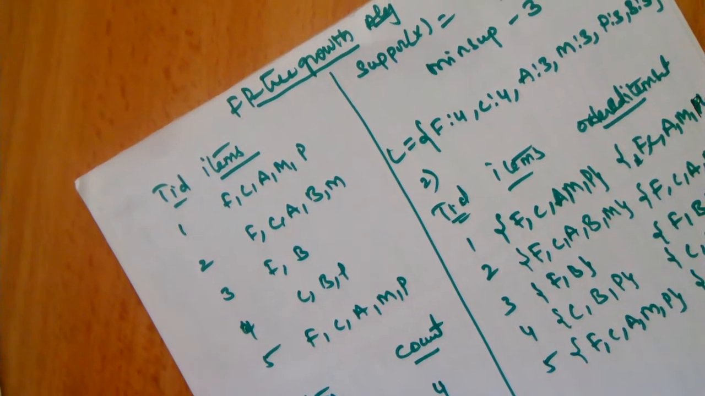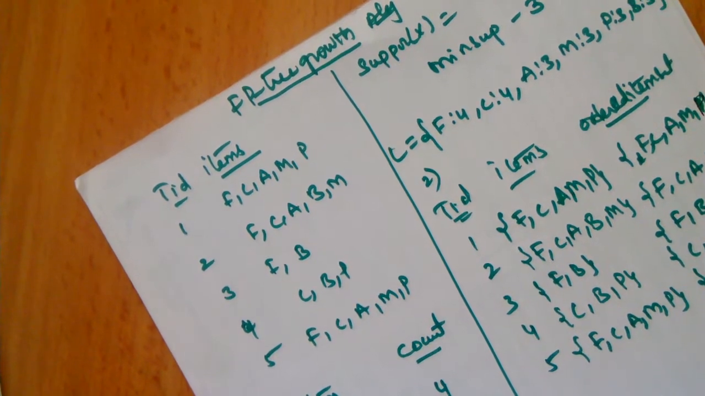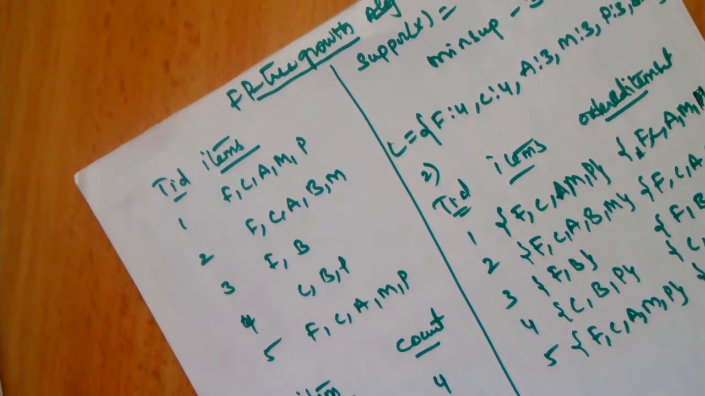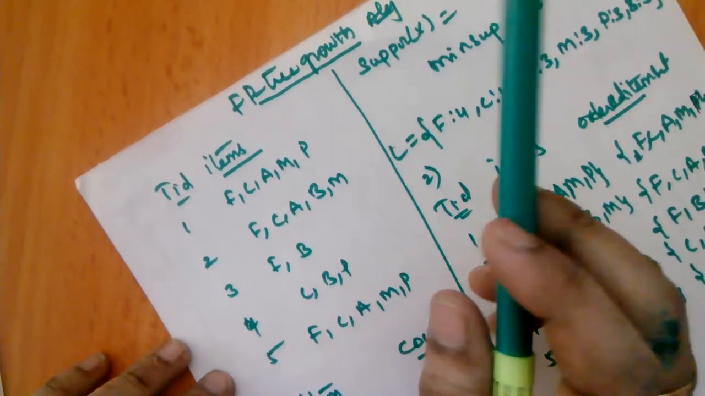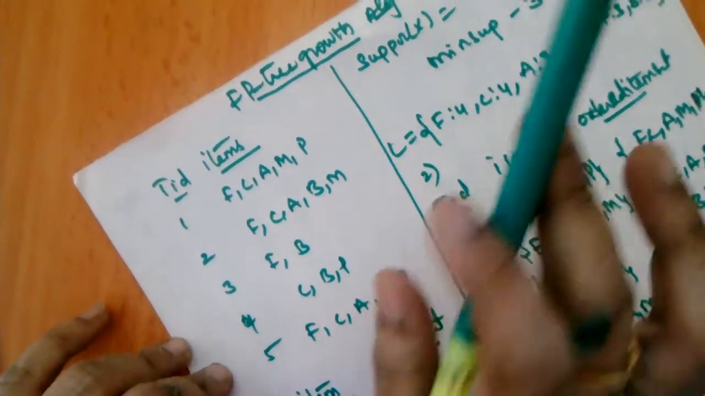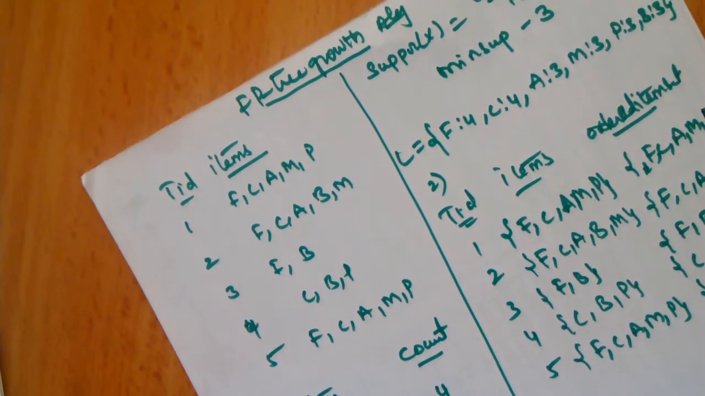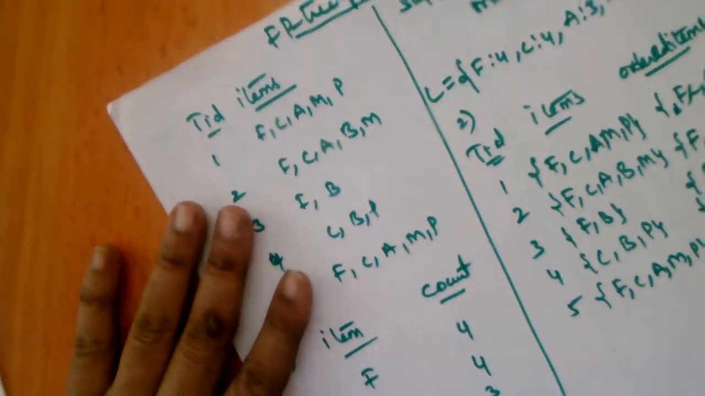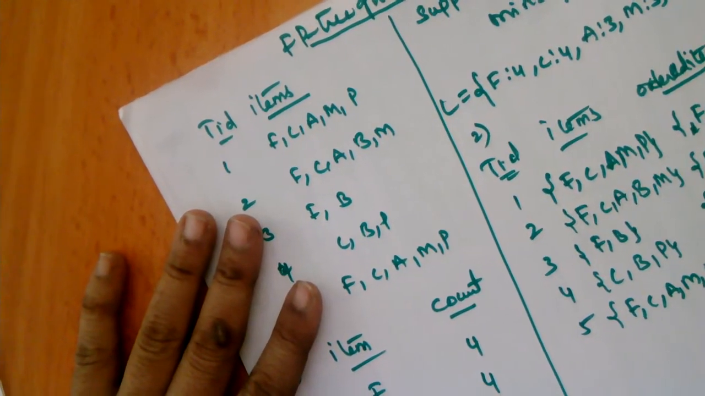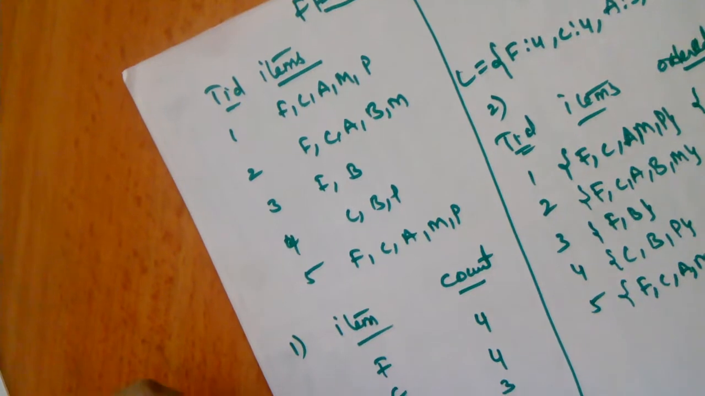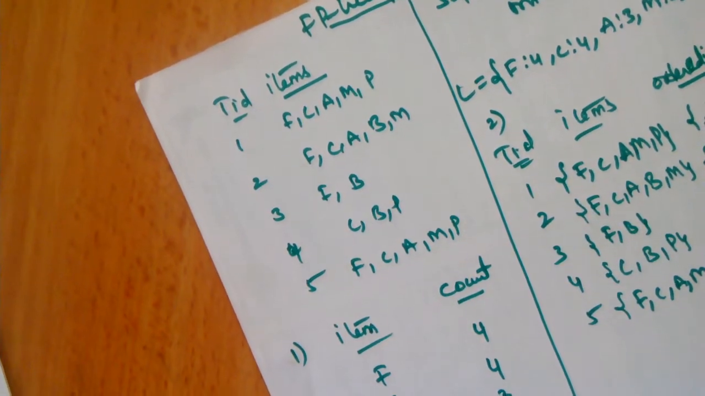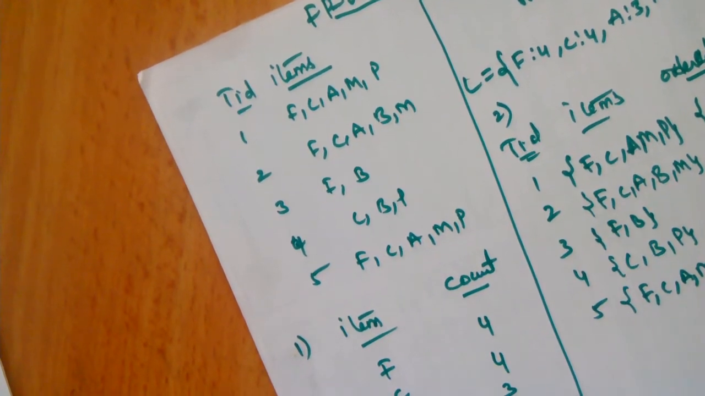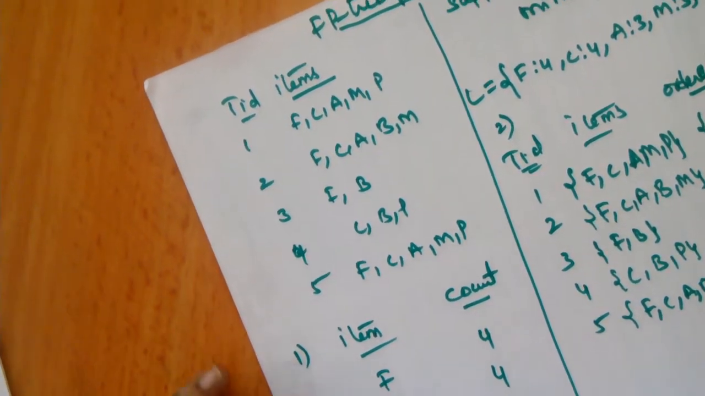To overcome these problems, another type of frequent pattern mining algorithm is the frequent pattern growth algorithm, or FP tree growth algorithm, we can say. So how do we find frequent patterns in the FP tree growth algorithm? We will see each step to find the frequent pattern using this FP tree growth algorithm.